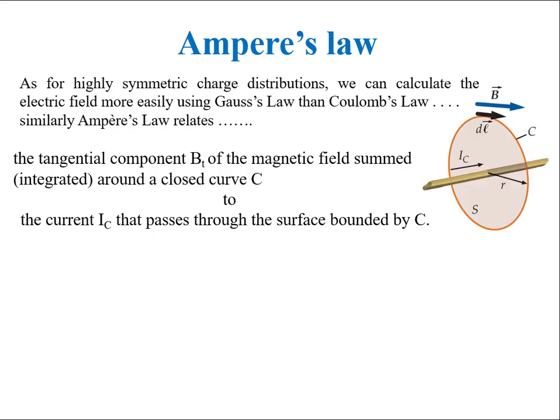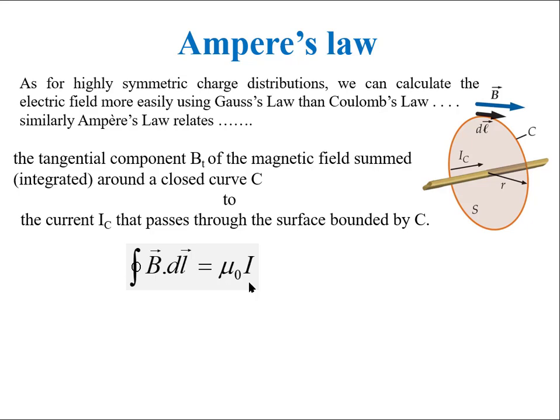Here, if there is a current passing through this wire and this is an Amperean loop C, then the tangential component of B summed over this curve is related to the current inside this curve. And this relation is: the closed line integral of the magnetic field is equal to mu naught times the current bounded by the curve.